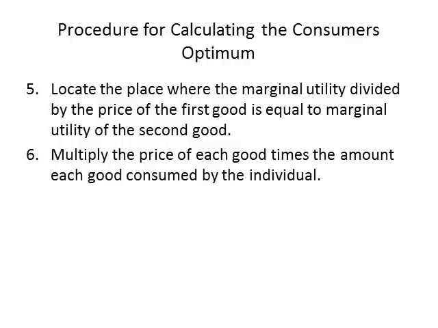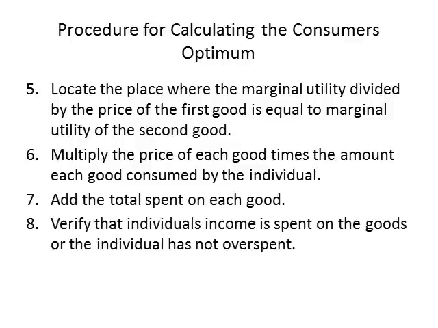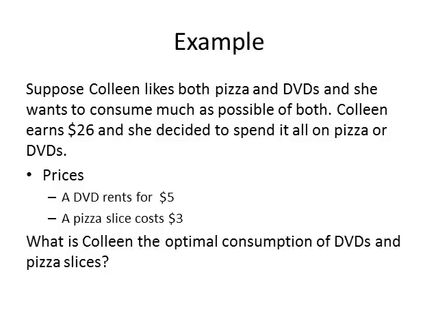Six, multiply the price of each good times the amount of each good consumed by the individual. Add the total spent on each good together. Verify that the individual's income is totally spent on the goods and the individual has not overspent.